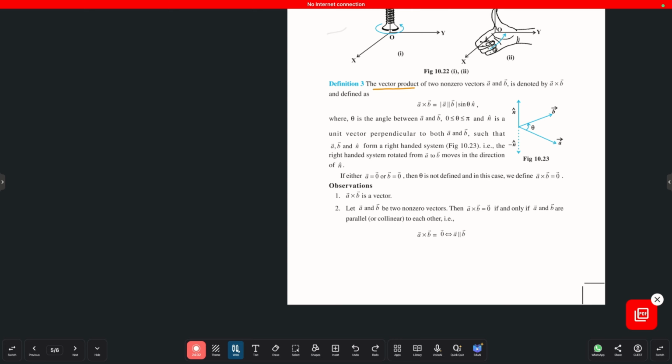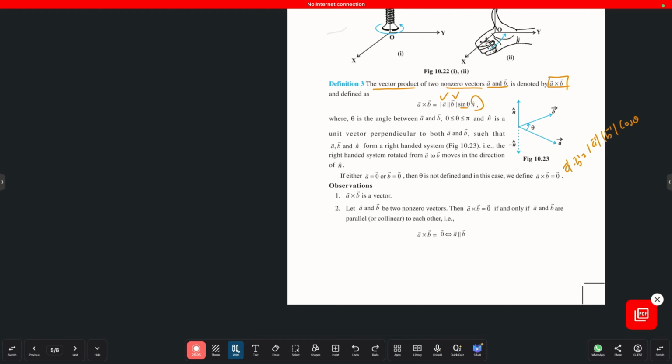The vector product of two non-zero vectors, vector A and vector B, is denoted by A cross B and given by A cross B equals magnitude A, magnitude B, sine theta, n cap. How was the dot product given? Remember A dot B? It was magnitude A, magnitude B, and cos theta.